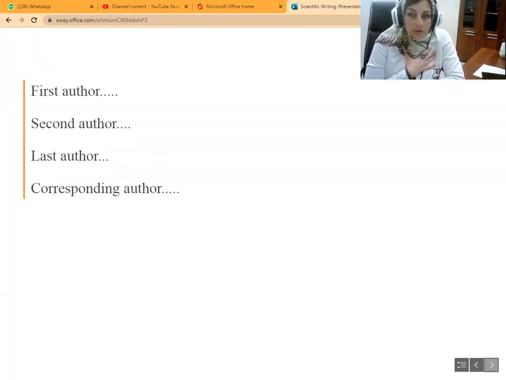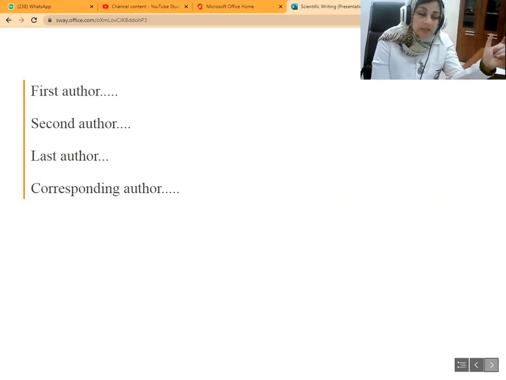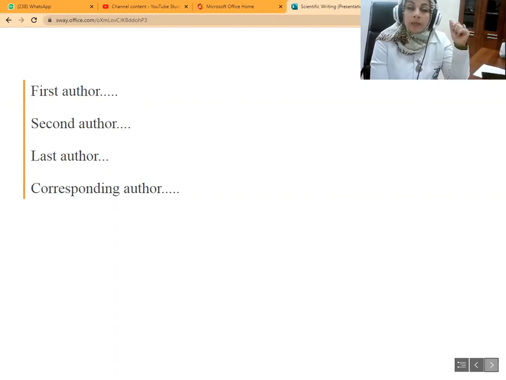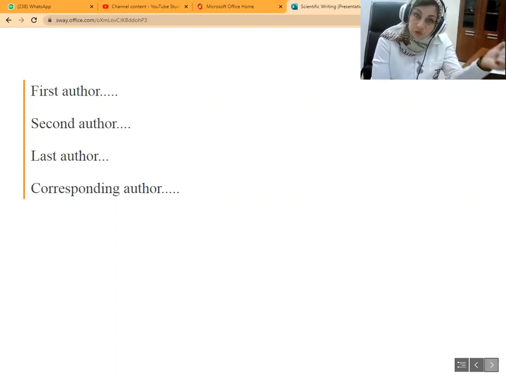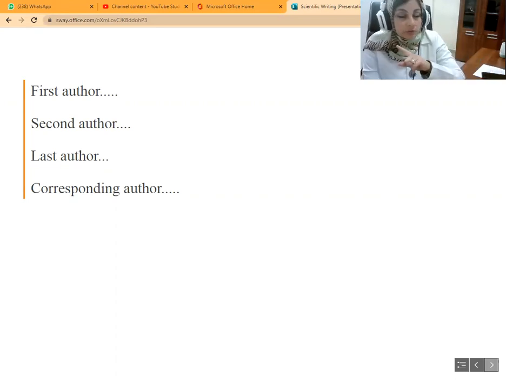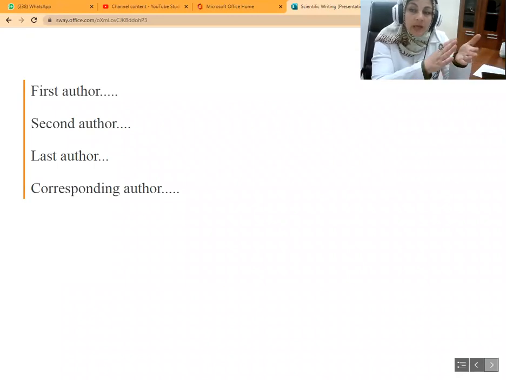But in our understanding, the first author is the one who does the practical part of the paper. The second author is the one who has contributed to this paper the most in addition to the first author. The last author is usually the oldest or the supervisor who supervises the work and maybe revises the whole thing at the end. The corresponding author is the person who will communicate with the journal.